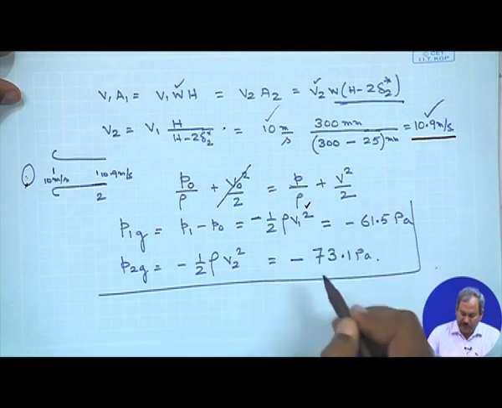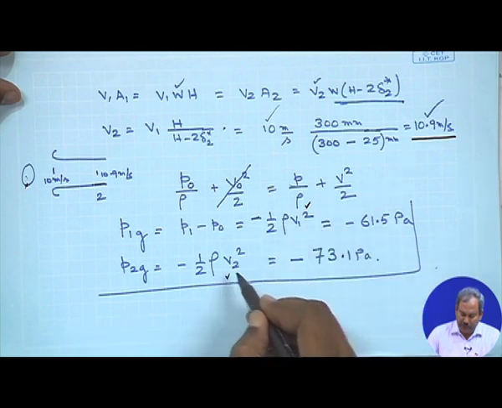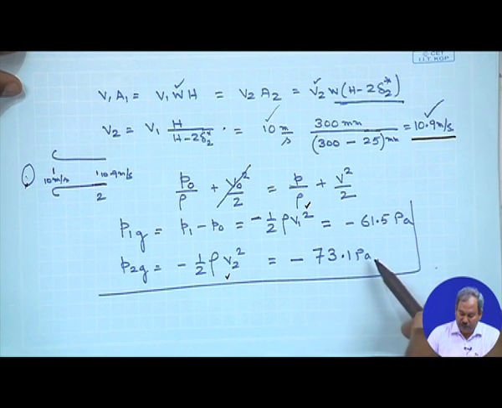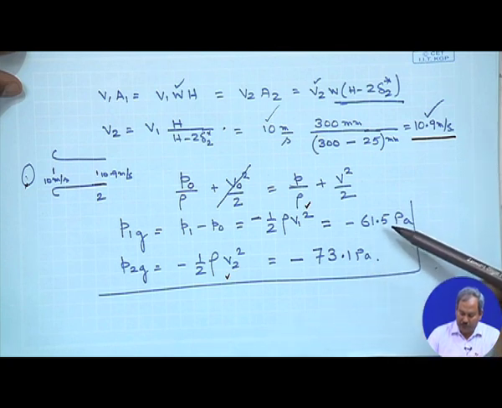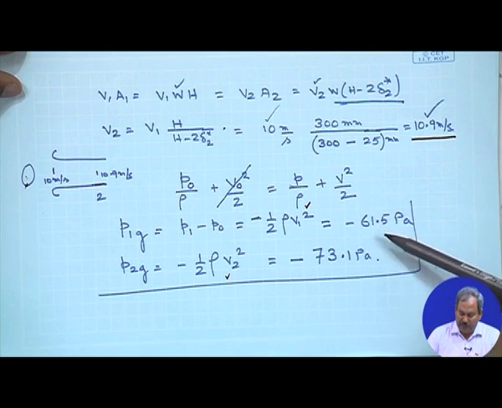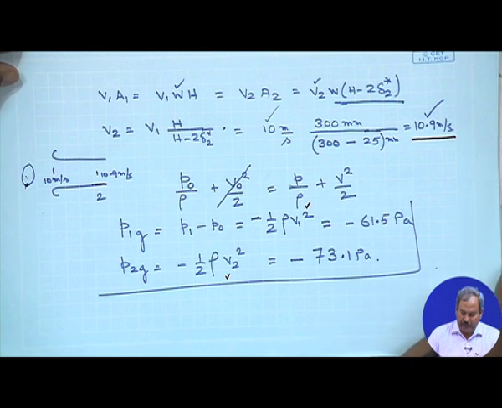So, V1 is 10 meters per second and V2 is 10.9 meters per second, giving you the gauge pressure P1G to be equal to minus 61.5 pascals and P2G to be equal to minus 73.1 pascals. We would observe that P1G is greater than P2G, and therefore, due to this pressure gradient there would be flow between location 1 and location 2. This is what we have done in the last class.